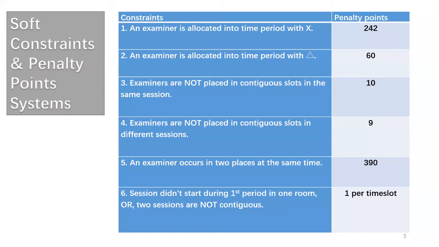Depending on the priority of each constraint, we give a penalty point. So this problem then becomes an optimization problem, in which we want to find a solution with the smallest penalty point. We want to use a genetic algorithm to optimize this.